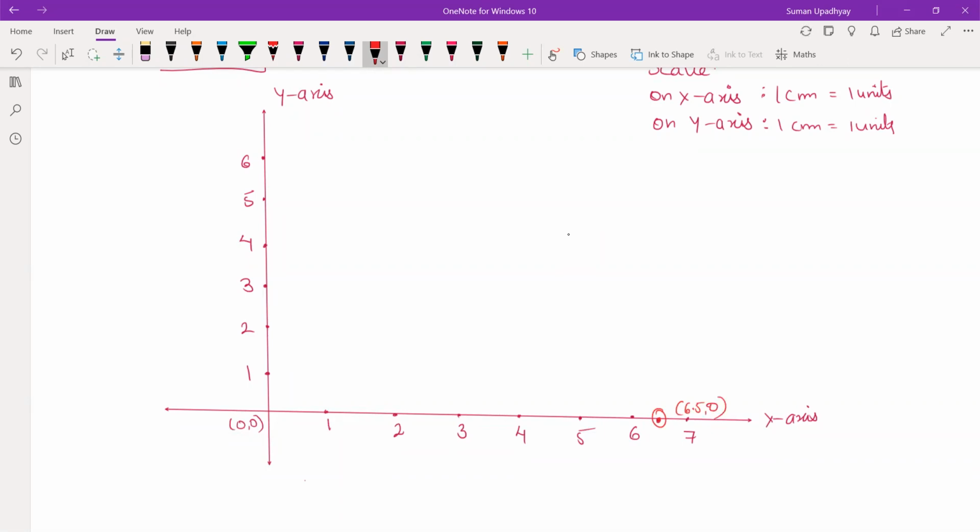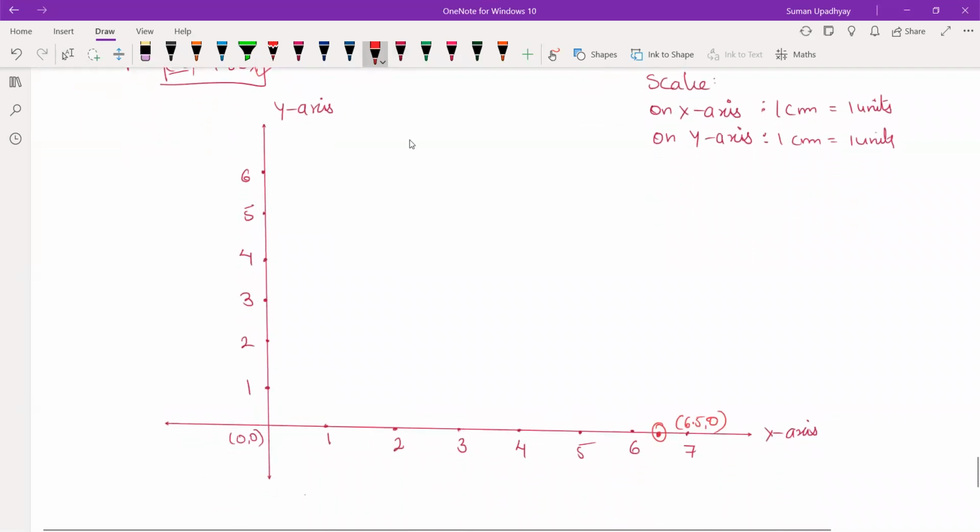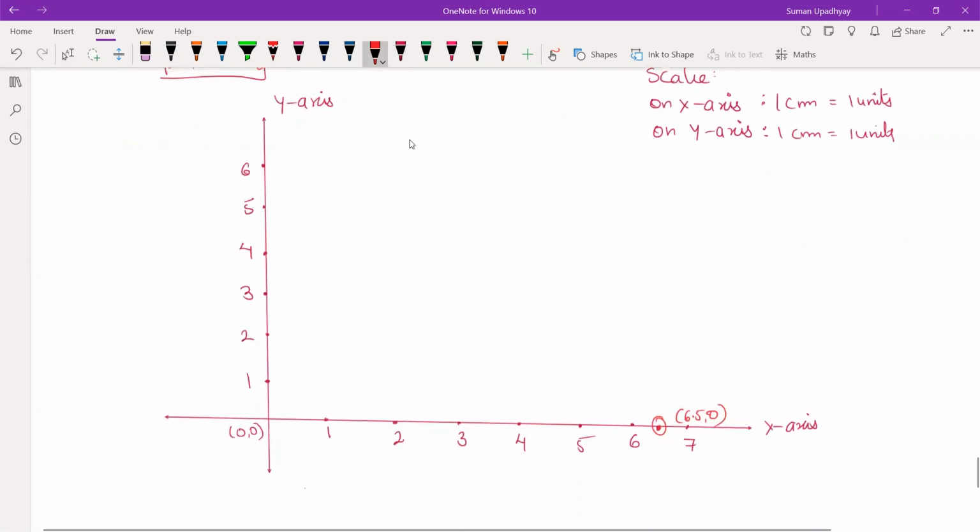The second point is 0, 4.33. This is going to come on the y-axis. So 0, 4.33 will be somewhere over here. This is your 0, 4.33. दोनों points plot कर लिए. Now what you have to do, you have to join them. I will just join them.